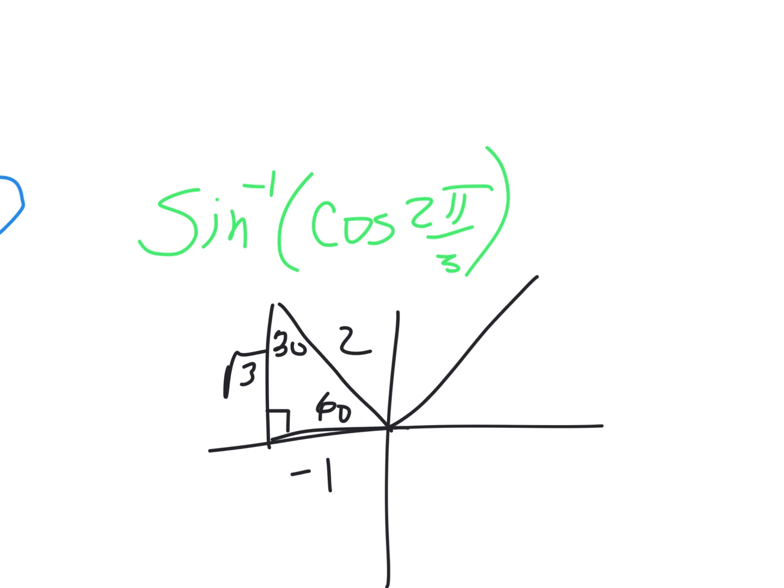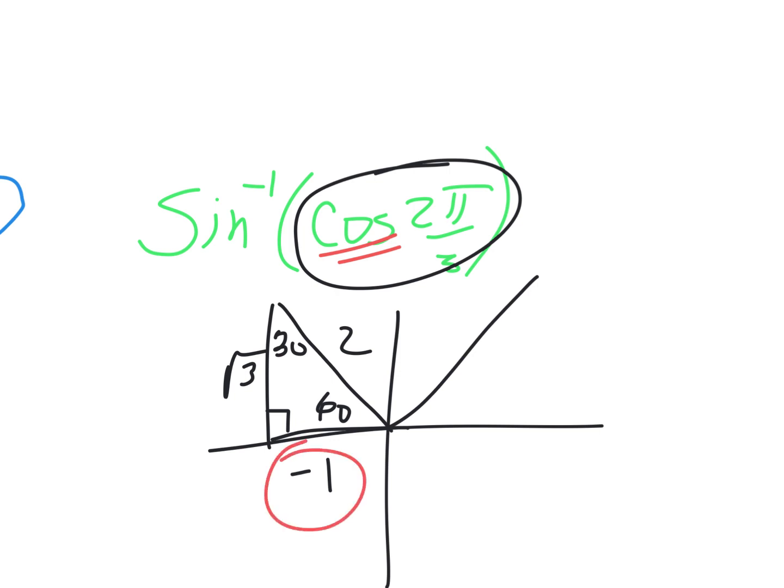Now, I am supposed to do inverse sine of that. All right. So, what is cosine of 2 pi over 3? I've got to get that answer. All I've done is draw a triangle. I haven't actually got the answer yet. What is the cosine of it? Cosine is adjacent over hypotenuse, so -1 over 2.